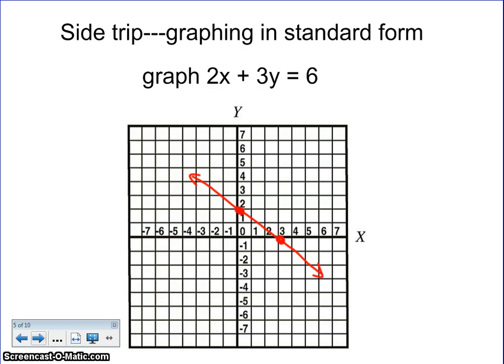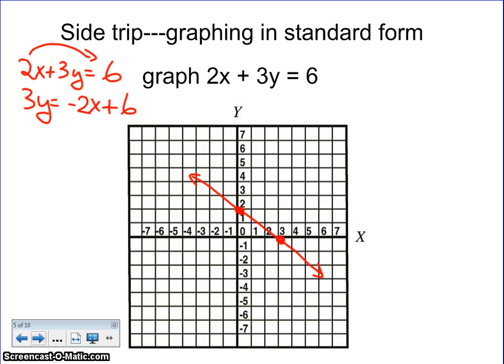So if we erase all this and we do what we've been doing, let's change this equation, 2x plus 3y equals 6, into slope-intercept form. So the first thing we're going to do is move the 2x to the other side. We have 3y is equal to negative 2x plus 6. And then we divide both sides by 3, the same thing we've been doing. And that gives us y is equal to negative 2/3 x plus 2.